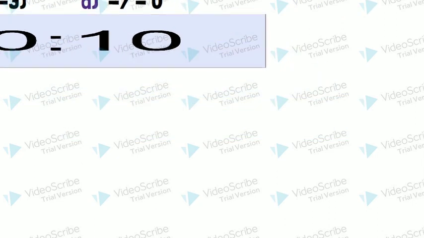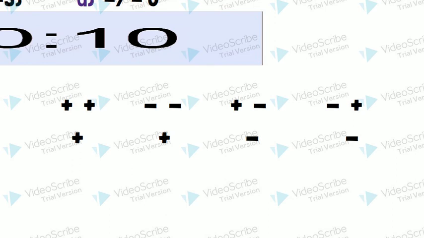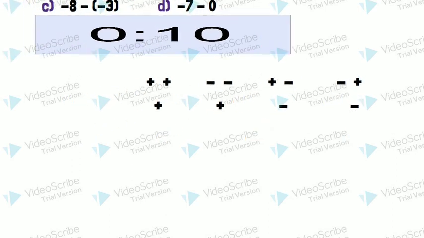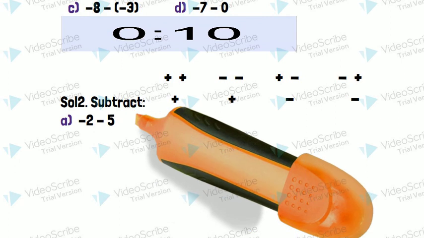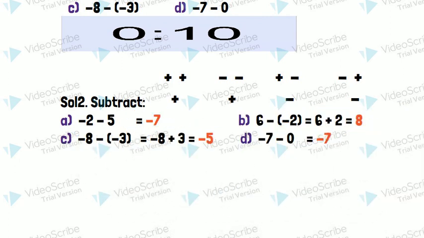Just make sure you have focus on this one. Plus plus plus, minus minus plus, plus minus minus, minus plus minus. We are going to focus on this in the second question answer. See, A part, minus minus sign means plus. So we are going to add the numbers. And the result would be negative because of 5. Again in the B part, in the middle you can see minus minus. That's why we make it plus. So 6 plus 2 gives us the result 8.